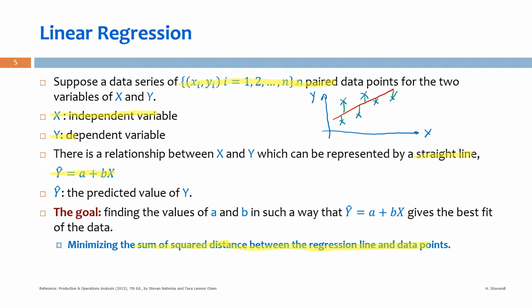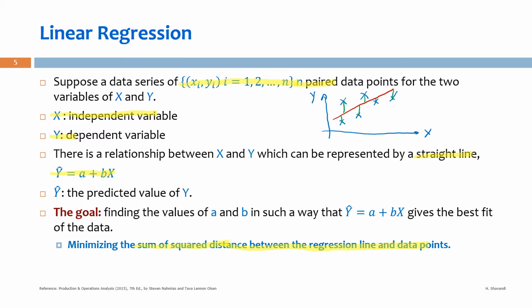So if we calculate these distances as the error of the estimate, and then take the square value of these distances, and then minimize the sum of these squared values, then by doing that we can actually estimate the value of the parameters a and b in the way that we minimize the sum of squared errors.